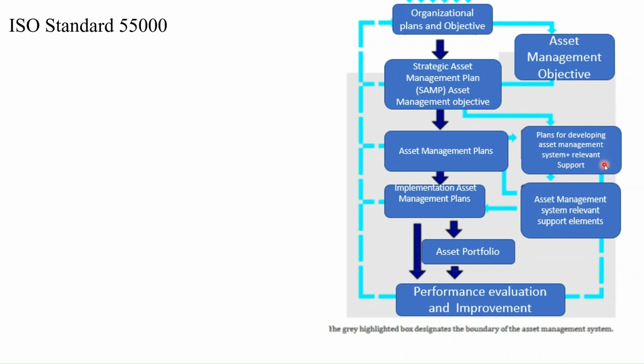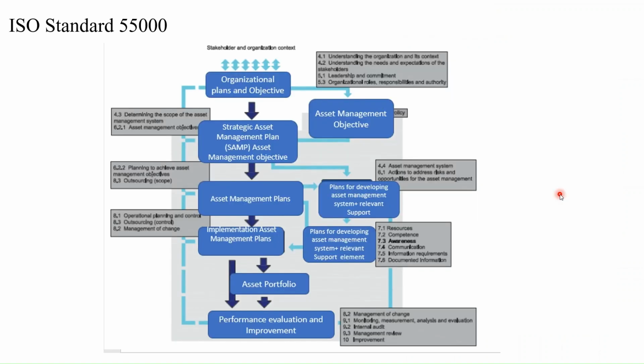To achieve this, organizations develop strategic asset management plans, SAMP, high-level roadmaps that define how asset management aligns with corporate strategy. These plans guide the creation of asset management plans, AMP, which provide detailed actions for individual assets or asset groups. Implementation occurs at the asset portfolio level, where specific maintenance, operations, and investment decisions are made to optimize asset performance. Performance evaluation and continuous improvement ensure that asset management remains effective.